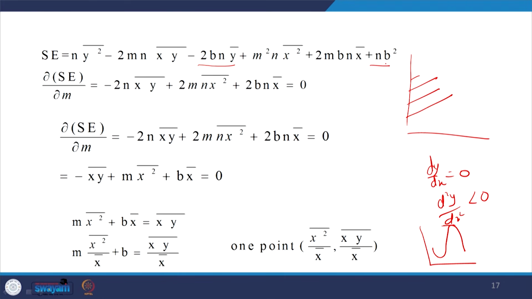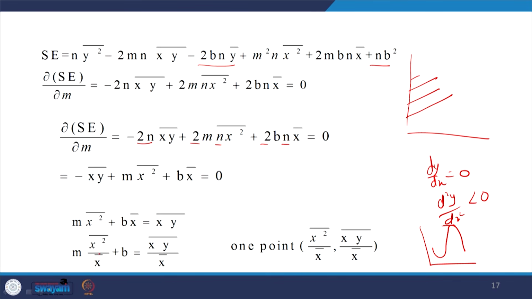When you simplify this, 2n is a constant, no? 2n here, 2n here, 2n. So remove this; the remaining is minus xy bar plus m x square bar plus b x bar. So I am going to write this one using y equal to mx plus b. So m x square bar plus b x bar equals, on the right-hand side, xy bar. Then I am going to divide by x bar.